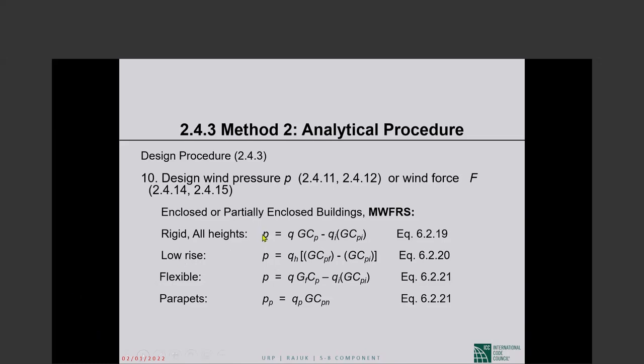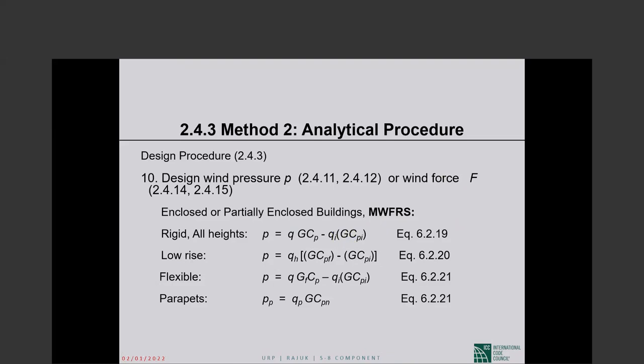the pressure due to wind is the external pressure Q G C sub P minus, as we have seen, Q sub I, velocity pressure for internal pressure, times G C sub Pi. This is the number that is either plus minus 0.18 for enclosed buildings or plus minus 0.55 for partially enclosed buildings. Q sub I, I have mentioned to you, we typically take as Q sub H.